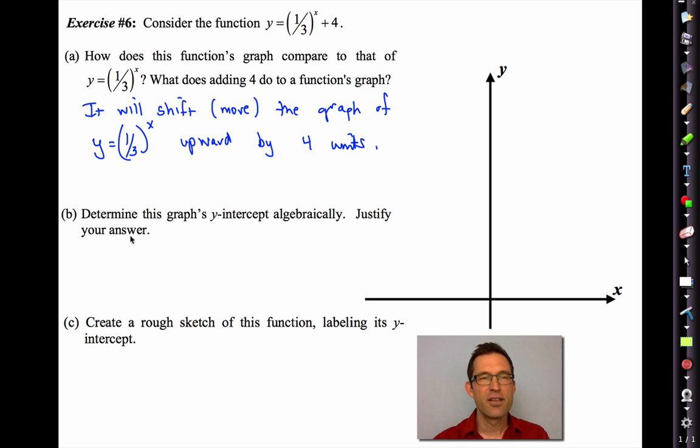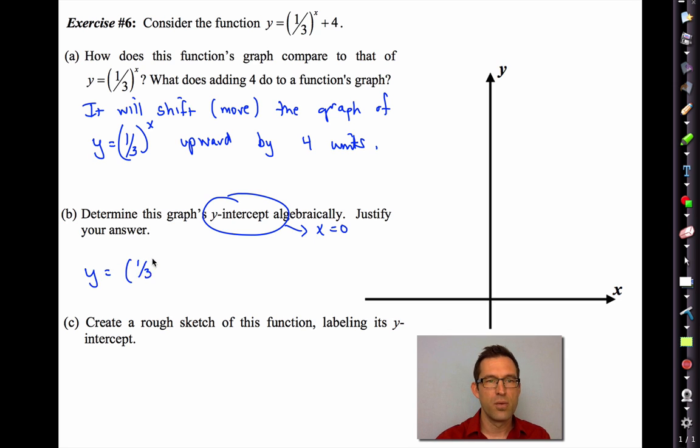All right, take a look. Again, y-intercept means x equals 0. So let's just put that in. We'll get 1/3 to the 0 plus 4. 1/3 to the 0 is 1, plus 4 gives me a y-intercept of 5.